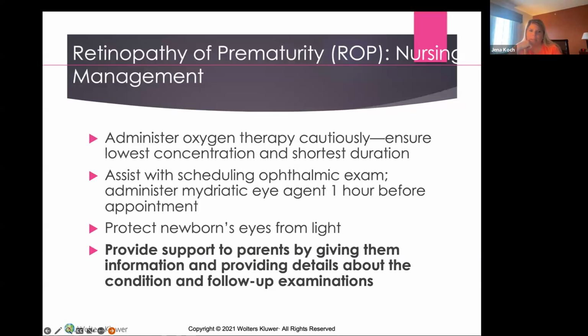Protecting the newborn's eyes from light. Typically for the eye exams for ROP, they will dilate the eyes, and then they'll also provide a type of numbing eye drop so they can use the tools to open the eyes to get a better image. Making sure that the parents are given information about the details of any condition of ROP, and the need for follow-up eye exams.